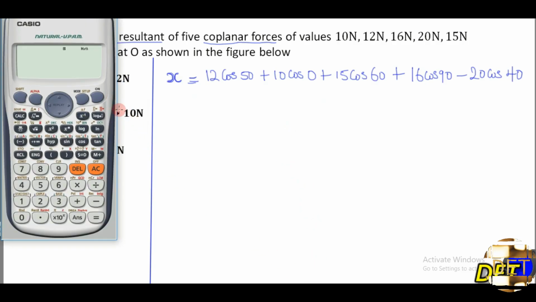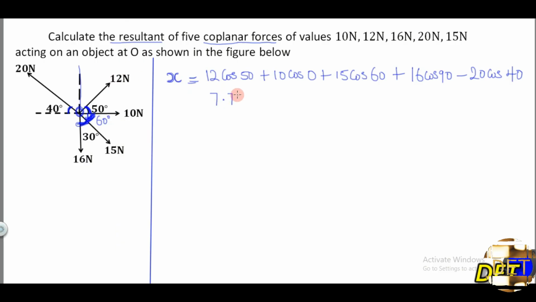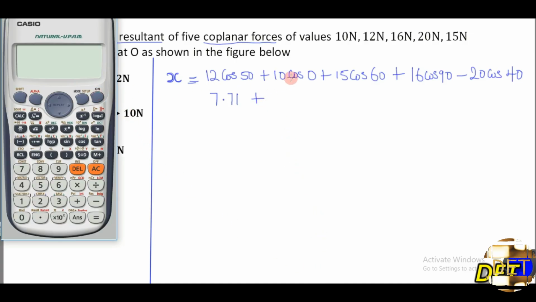So I will have to bring my calculator at this point. Cos 50 is equal to 0.642787697. Times 12, that will be equal to 7.71. So that will be 7.71 plus, I have 10 cos 0 here. So cos 0 is equal to 1, times 10 will give me 10.